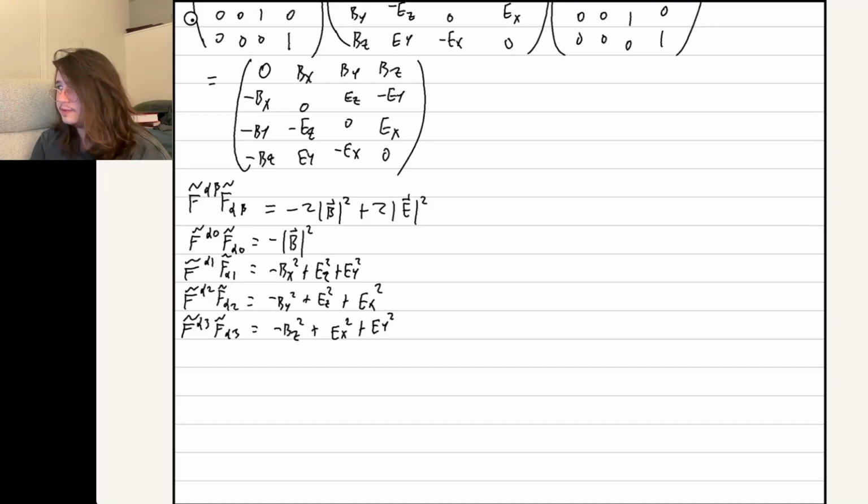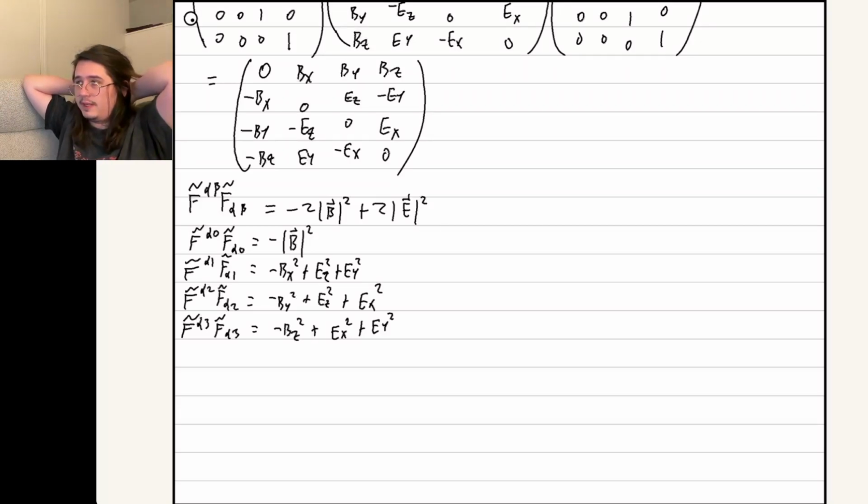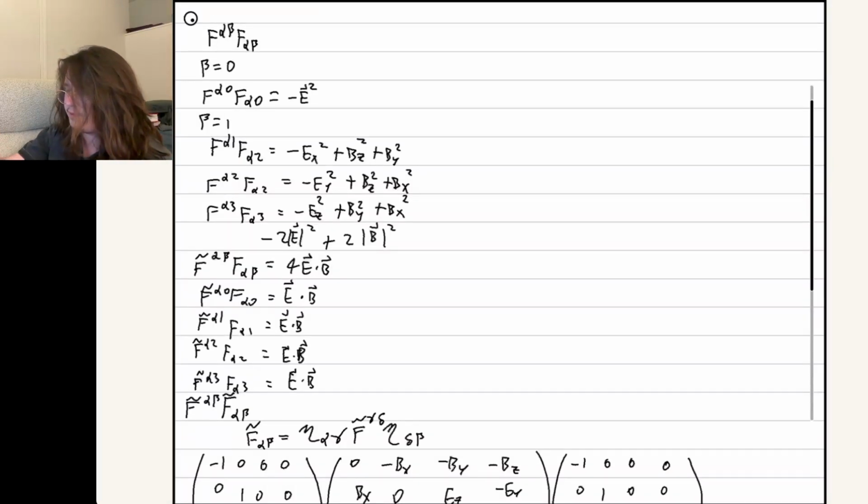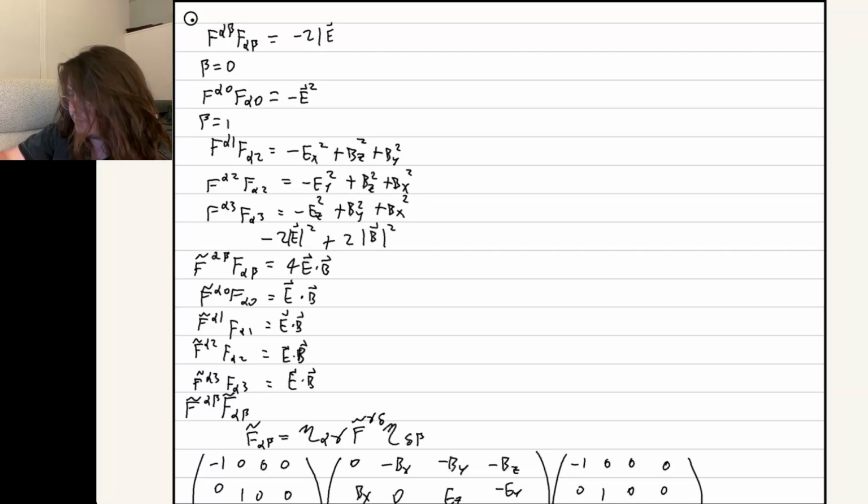Then the question asks, can there be a situation in which the field is entirely electric in one frame and entirely magnetic in the other? And the fact that we just calculated a bunch of Lorentz invariant quantities is important to this. So we found that F^{αβ} F_{αβ} equals minus 2E squared plus 2B squared. And this is a Lorentz invariant quantity.